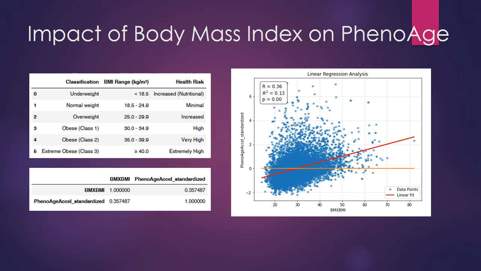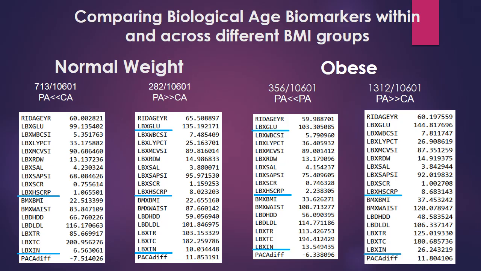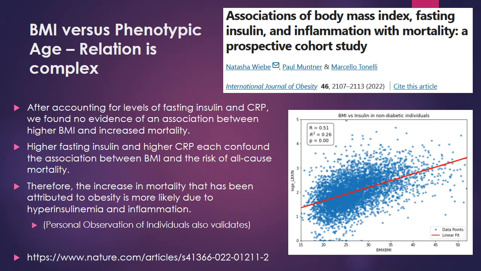Impact of body mass index on PhenoAge. The slide shows the correlation between BMI levels and phenotypic age acceleration and a plot of a linear trend line. Comparing biological age biomarkers within and across different BMI groups. Shows that biological age is not strictly tied to weight, noting that some normal weight individuals exhibit a higher biological age than chronological age, while some obese individuals exhibit the reverse.